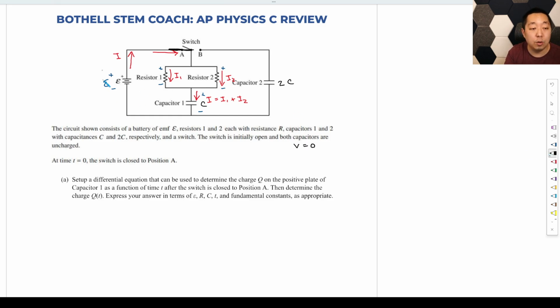Now we want to do our voltage loop rule. Let's start here. We go up epsilon, so we add epsilon. Now we drop. We could go through either loop, so we'll do this loop here. That'll be minus I1 times R. Well, actually, they're both resistance R. To make it easier, you can collapse them into a single resistor, a single resistor of R over 2. Then they'll all be in series and they all have the same current. That's why we optionally collapse the resistors.